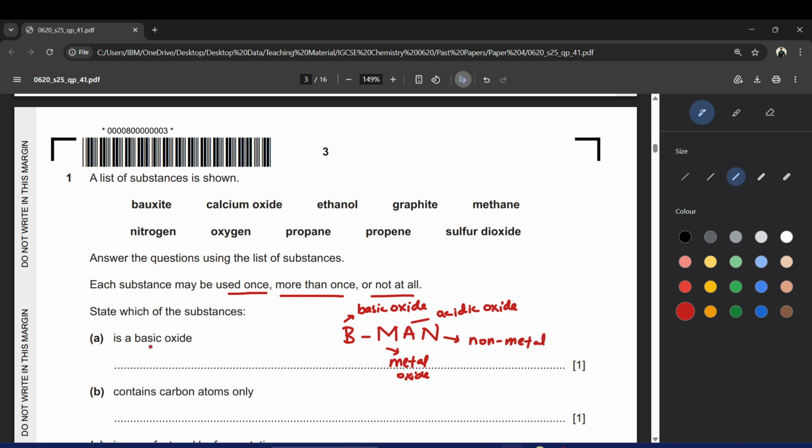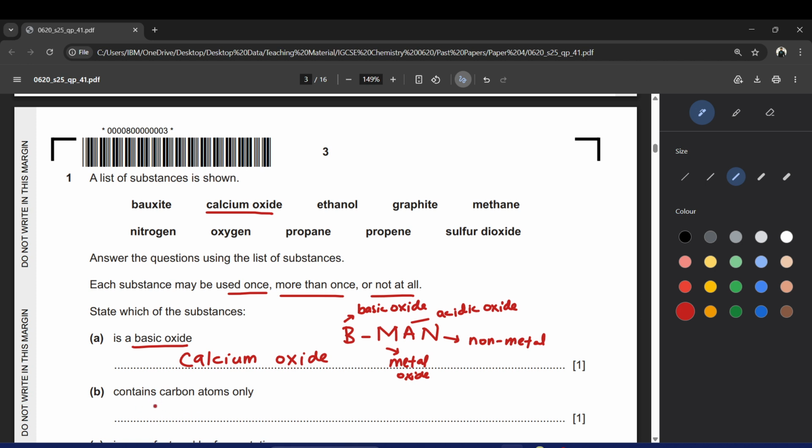So if the question is asking what is a basic oxide, that means we must look for a metal oxide. So if we look over here, we can see clearly that the second option is calcium oxide, and calcium is a metal. So this is going to be my answer to part A.